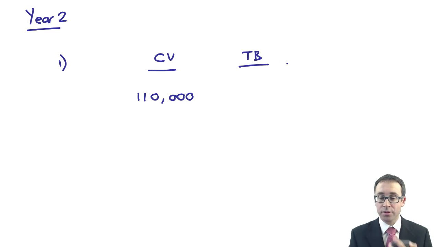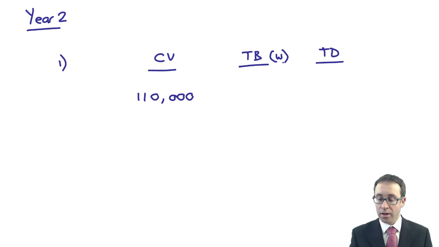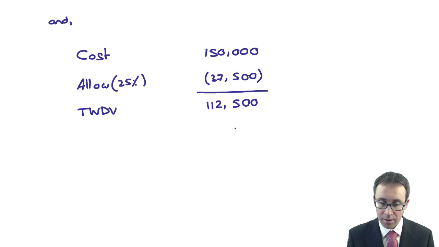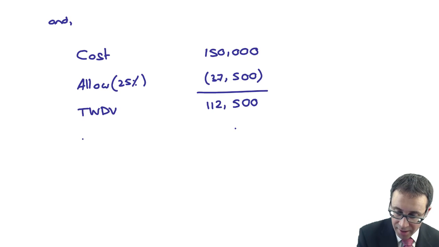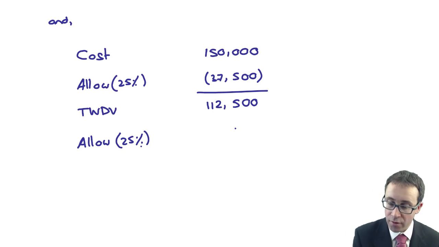The tax base we need to work out, don't we, to get me to my temporary difference. So there, to work out my tax base, back to my workings. You've got a tax written down value of 112,500. The allowance is there, is it 20%? Oh, sorry, 25%, be careful. Does that go through there and give me 28,125?